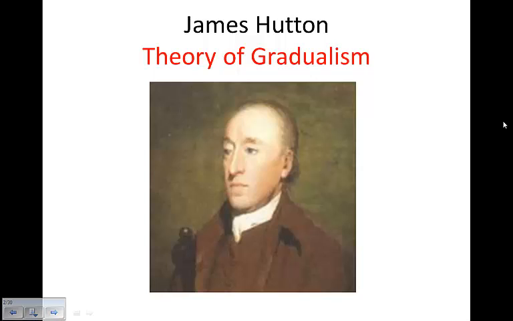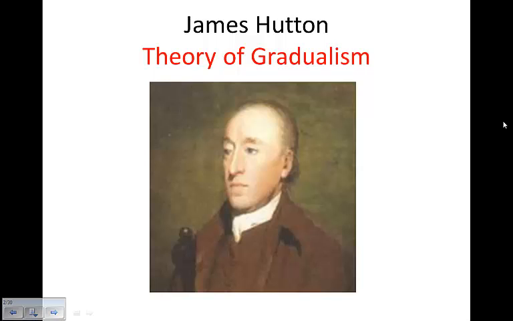All right, so now we're going to look at evolution from a geologic standpoint and geologic time. Starting with James Hutton, born 1726, died 1797. James Hutton was a geologist, and a geologist is someone who studies rocks and the Earth's processes.